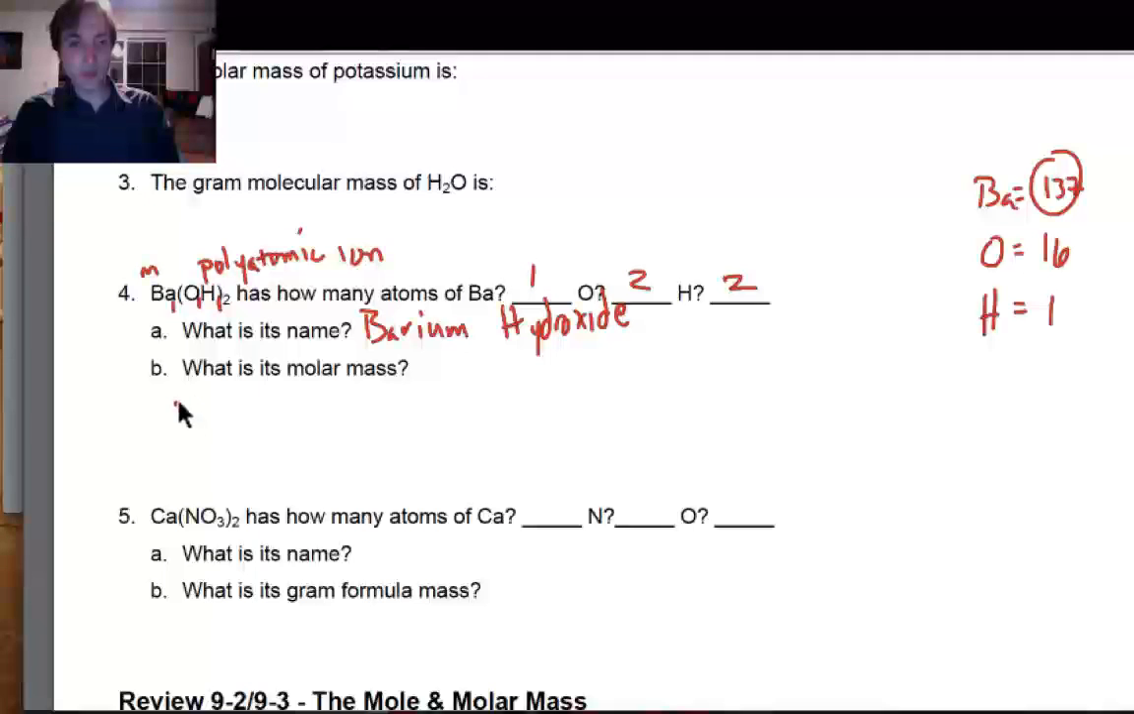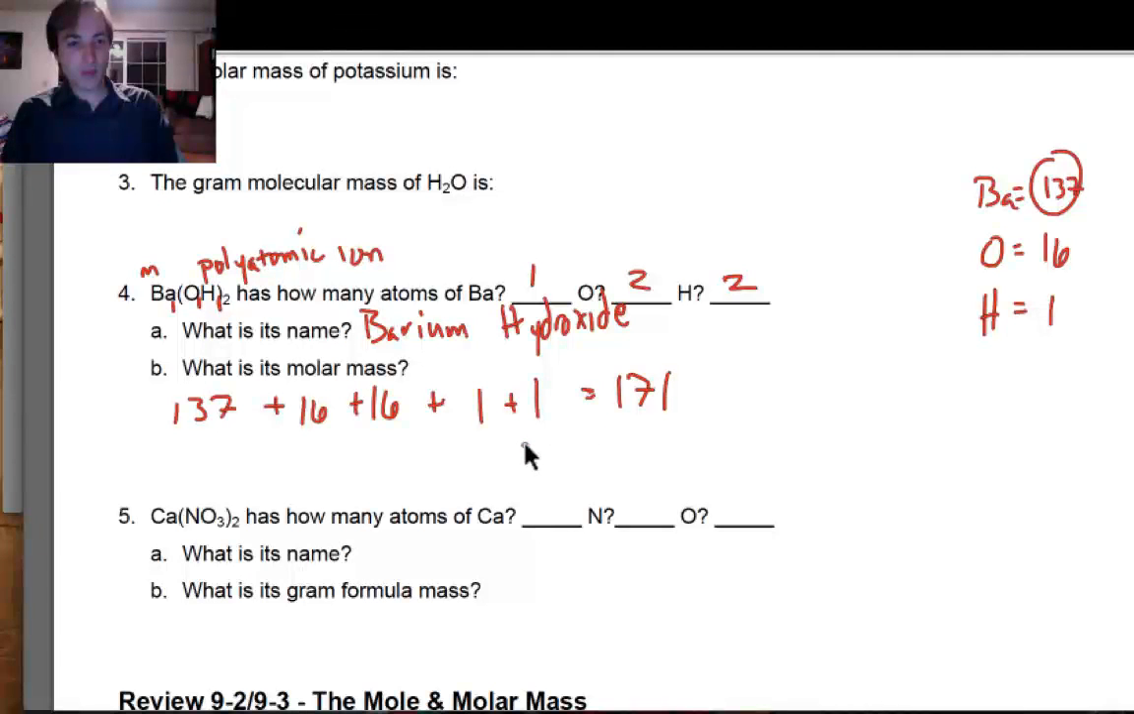There's 1 barium, so I'm going to take 137. I'm going to add that to 2 oxygens, so that's 16 plus 16, and then add that to 2 hydrogens, so that's 1 plus 1. So 137 plus 16 gives me 153, plus 16 is going to give me 169, and then plus 2 is going to give me 171. What are the units? Well, they were asking for the molar mass. Remember, anytime they want molar mass, that's grams per mole.